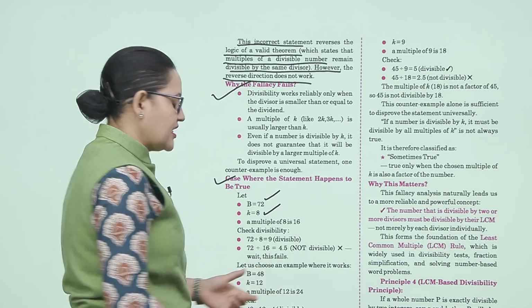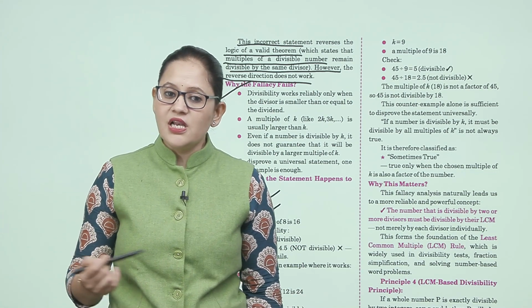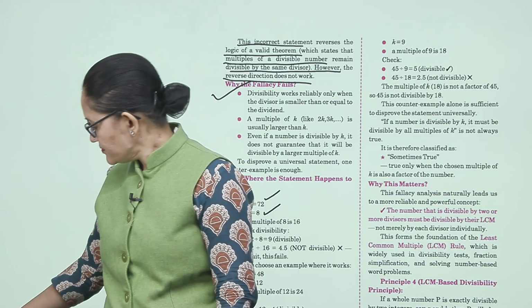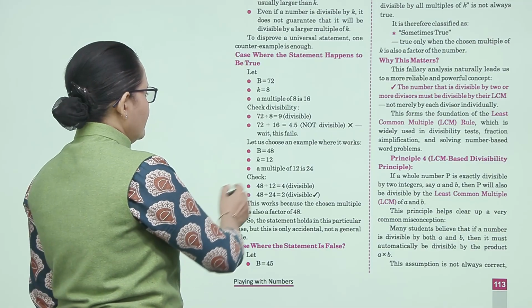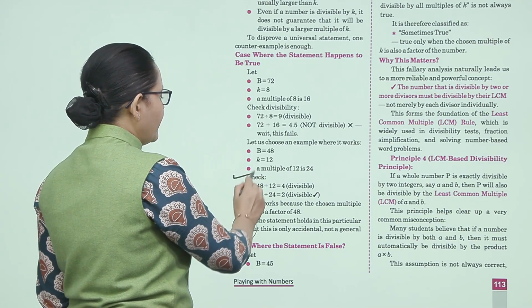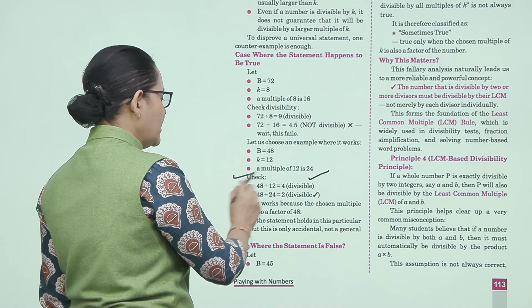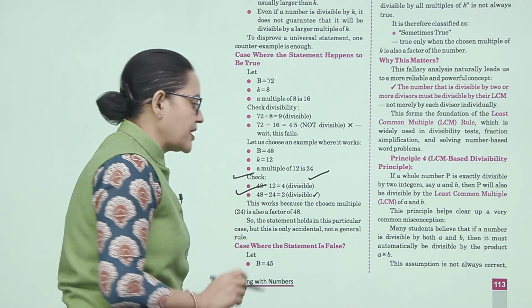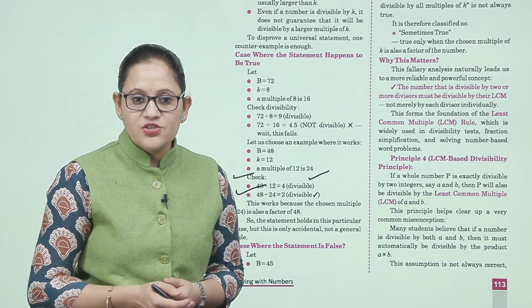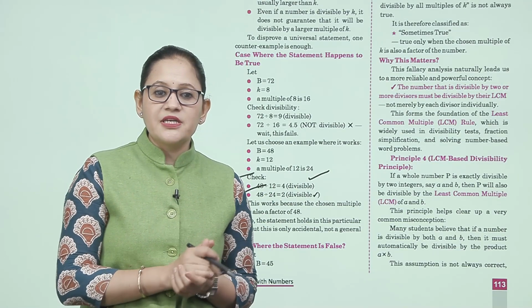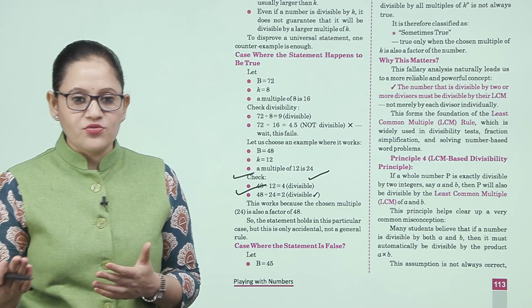Let us choose an example where it works. b equals 48 and k equals 12. The multiple of 12 is 24. Now, check: 48 divided by 12 is 4, that is divisible. 48 divided by 24 gives you 2, that is divisible. This worked because the chosen multiple is also a factor of 48. So, the statement holds in that particular case, but this is only accidental, not a general rule.